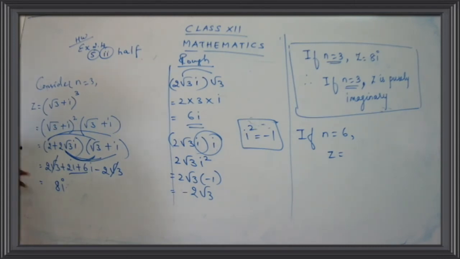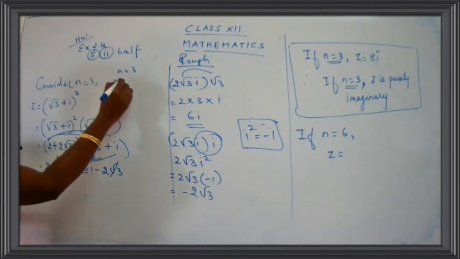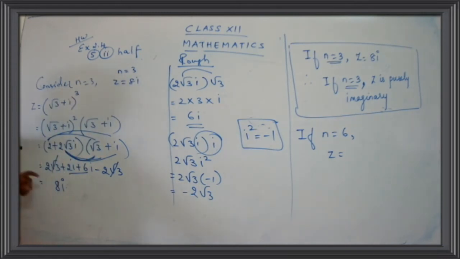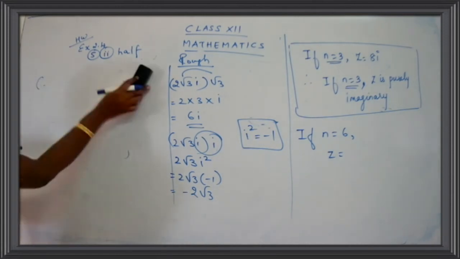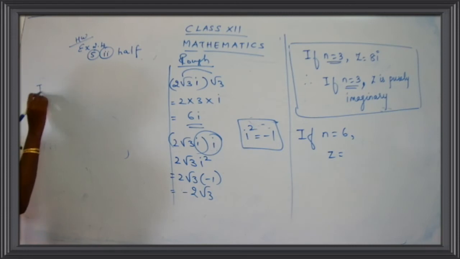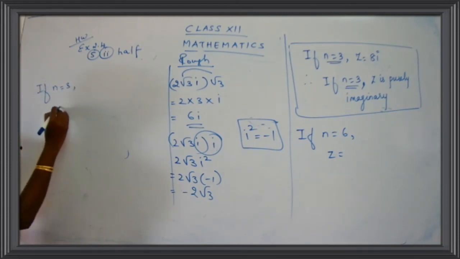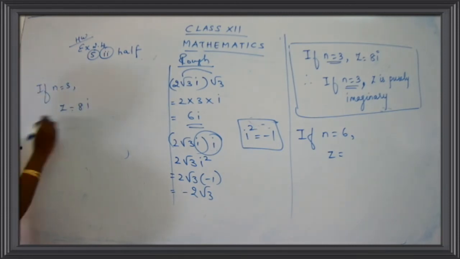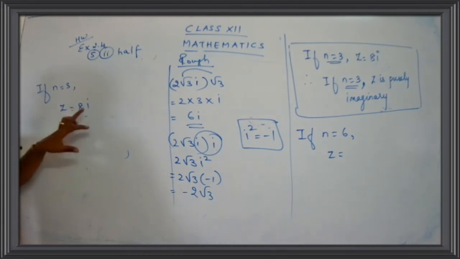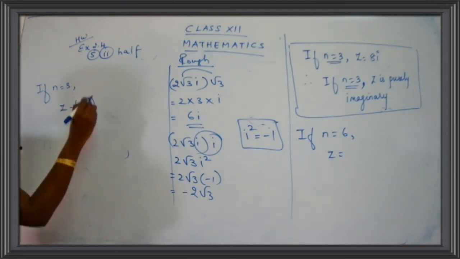See children, when we took n as 3, we got the value for z as 8i. Now I want a real number, that is, I want the i to be removed. I don't want i. So what are you going to do here? You are going to square it. So if you square this, what do you get?